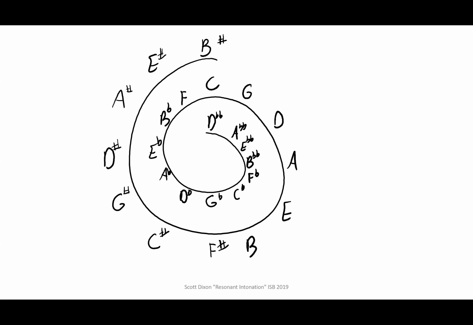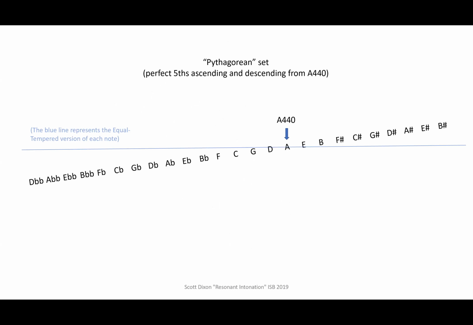So I thought, okay, why bother with the circle if it doesn't connect? This is a start for what I'm going to develop into the resonant intonation array. That blue line represents equal temperament, and this is what happens if you start at A, you tune to A, and everybody tunes perfect fifths all the way up and down.